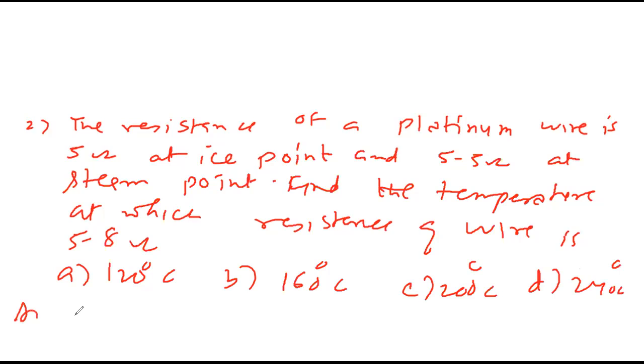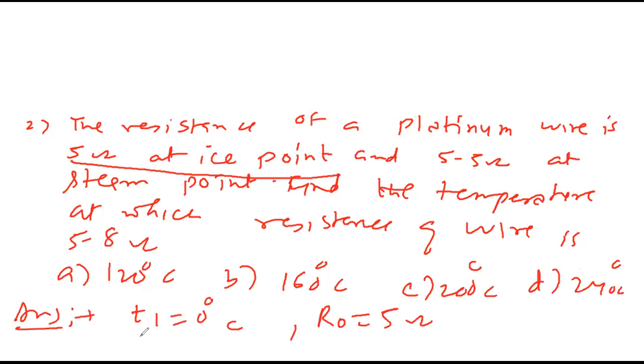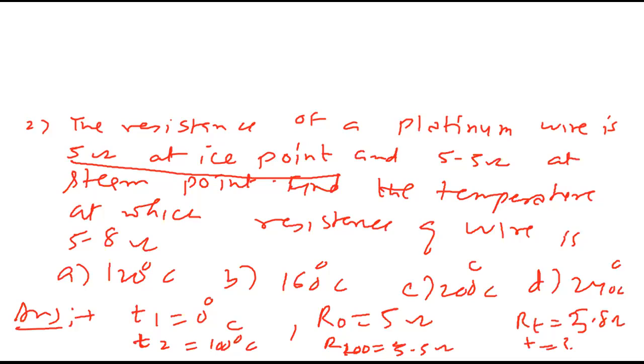What is the meaning of ice point? 0 degree, na? So when temperature is 0 degree, R0 is given as 5 ohm. And 5.5 at steam point. So T2 is 100, then R2, or you can say R at 100, you can write any notation, is 5.5 ohm. So at some temperature RT, it becomes 5.8 ohm. That temperature T you have to calculate. I think you have all followed the data.